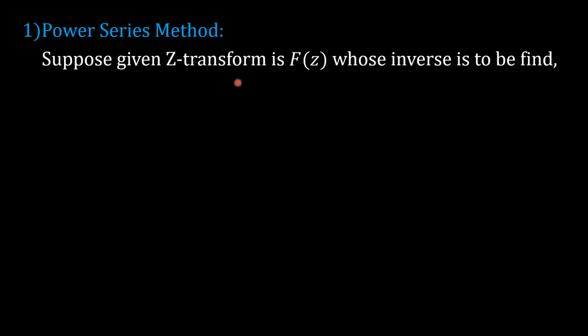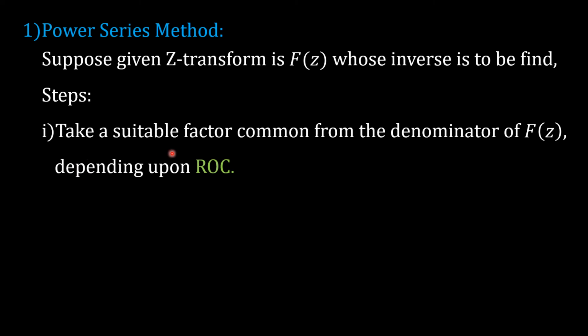Power series method. Suppose we have been given a Z transform F of z, and we want to find the inverse Z transform of this F of z. We are going to follow the following steps. The first step is, whatever the region of convergence is given to us, depending upon that we are supposed to take a suitable factor common from the denominator. Let us see a few examples.